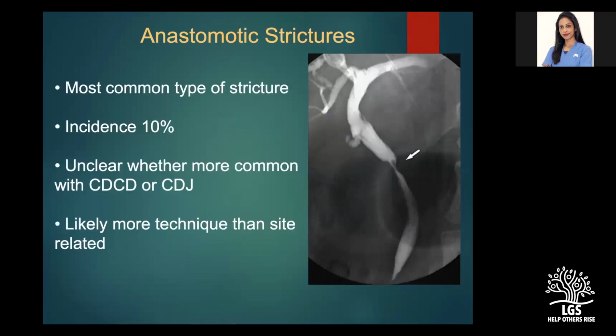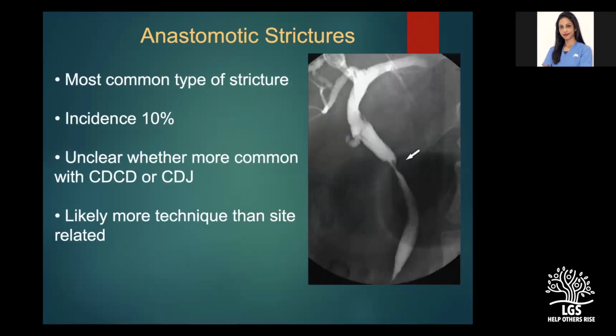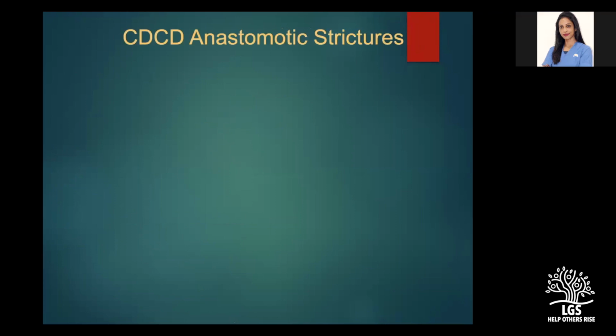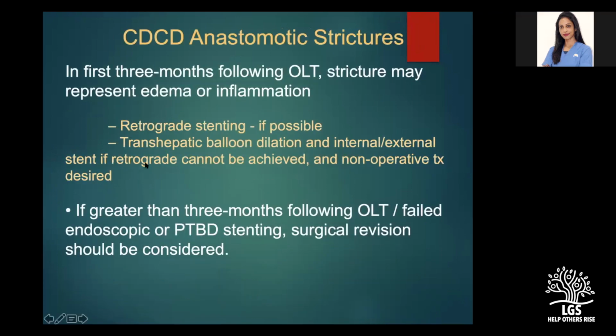So here, this is an anastomotic stricture, and this is the most common type of stricture, with an incidence of 10%. It's likely more technique than site related. And with duct-to-duct anastomotic strictures, usually, as I said, endoscopists can just go in and sort it out. And if they cannot, we do the percutaneous balloon dilatation, and then we put in our internal external drain.